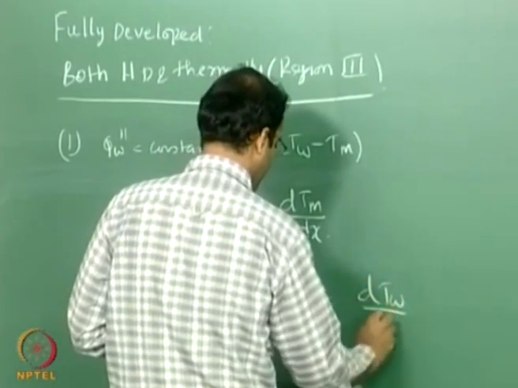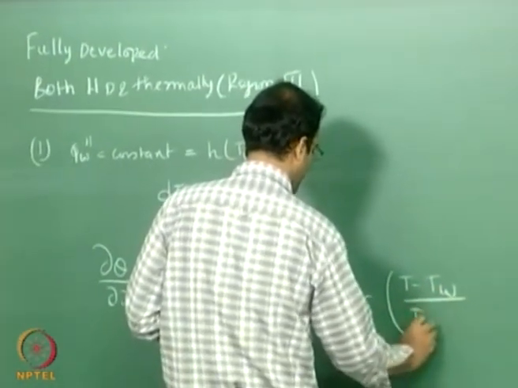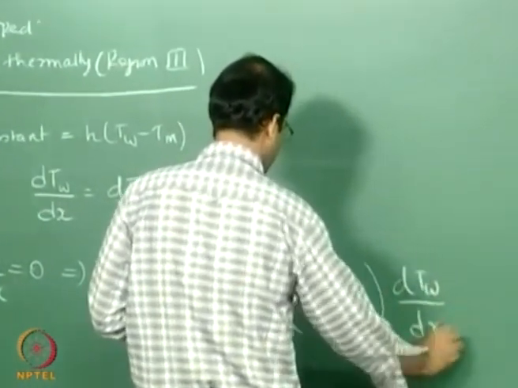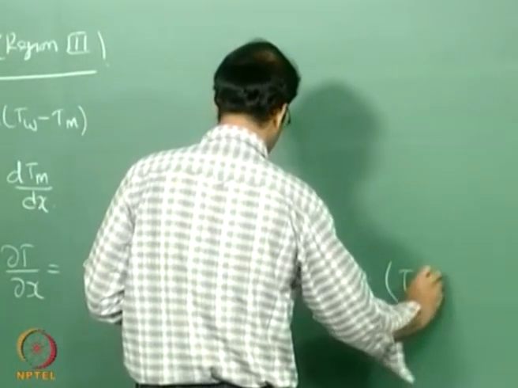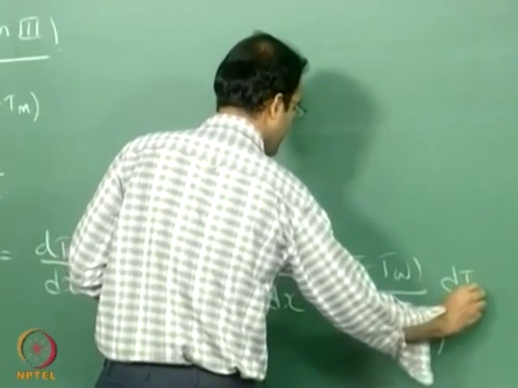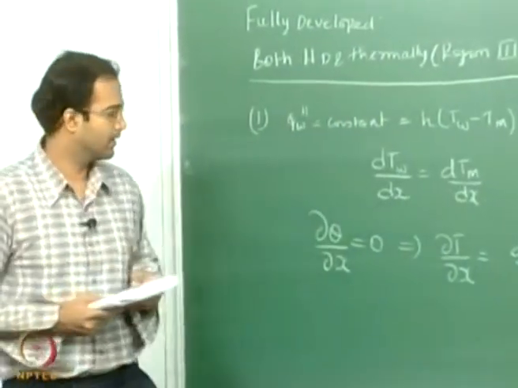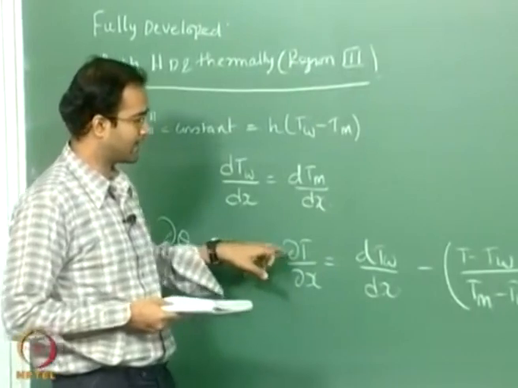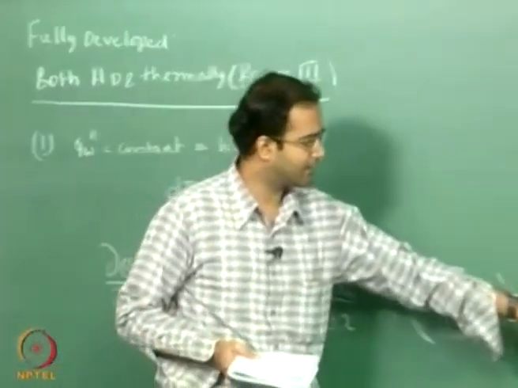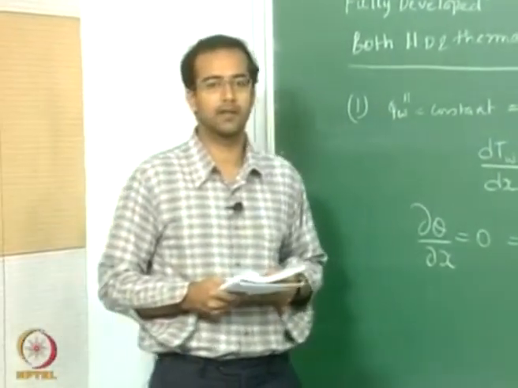dT by dx equals (T wall minus T) by (T wall minus Tm) into dT wall by dx, plus (T minus T wall) by (Tm minus T wall) into dTm by dx. Correct. You can note the partial and the standard derivative that I am using here. This is a function of only x, this is a function of only x, whereas temperature is a function of both r and x. Therefore I use a partial derivative for dT by dx.